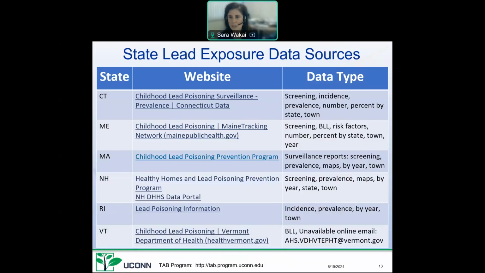The majority of the lead exposure health data focuses on childhood lead screening, child blood lead screening, and results. All of the states in Region 1 have legislation requiring blood lead screening for children. This table lists the websites for each of the Region 1 states. The available data typically reports screening, incidence, and prevalence at the state and town level.